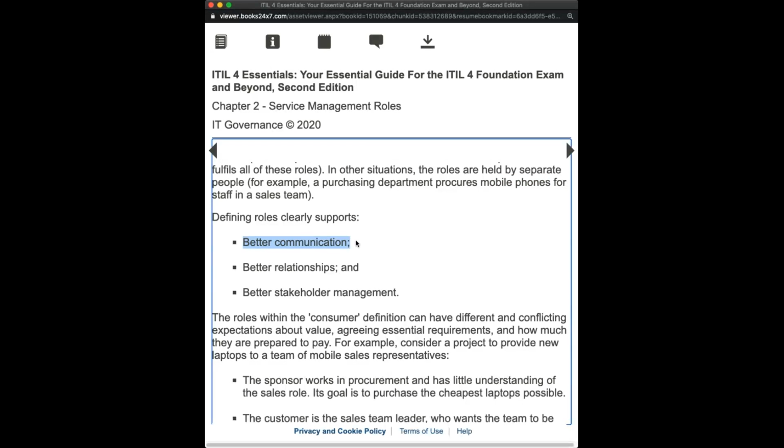So this clearly supports better communication, relationships, and better stakeholder management.